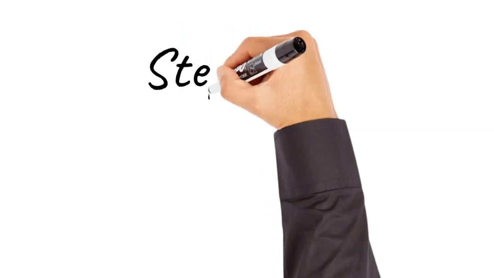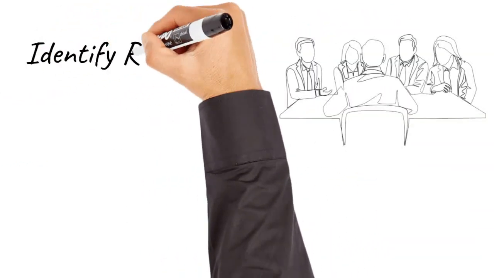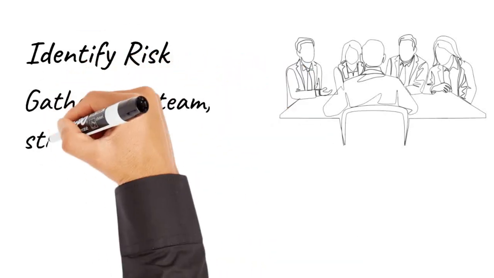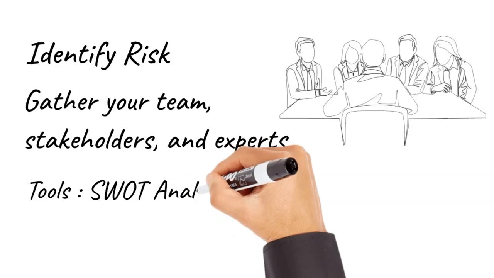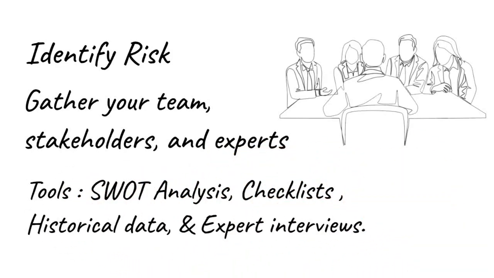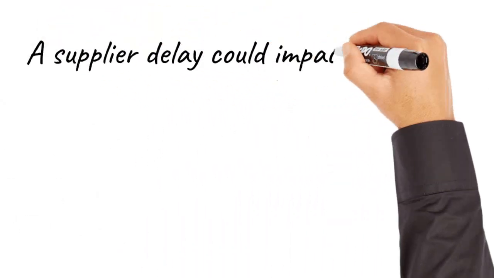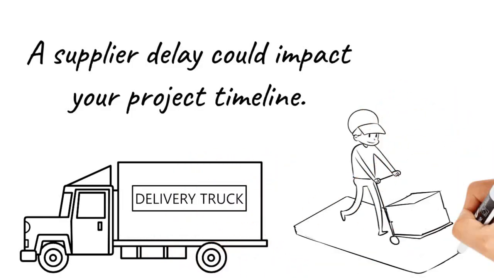Step 1 is all about identifying risks. Gather your team, stakeholders, and experts to brainstorm potential risks. You can use tools like SWOT analysis, checklists from previous projects, historical data, and expert interviews. For example, a supplier delay could impact your project timeline. Write it down clearly in your register.